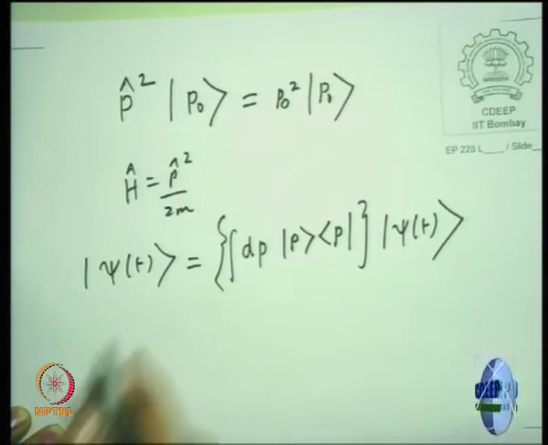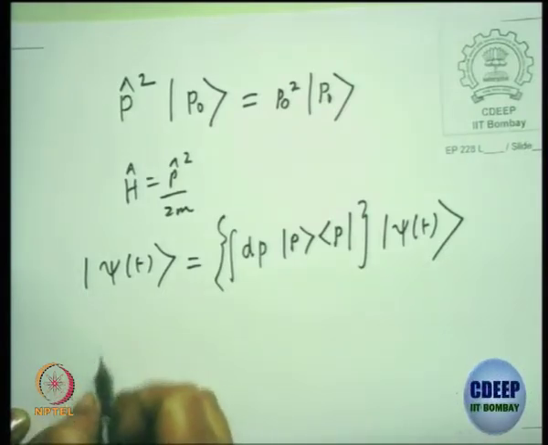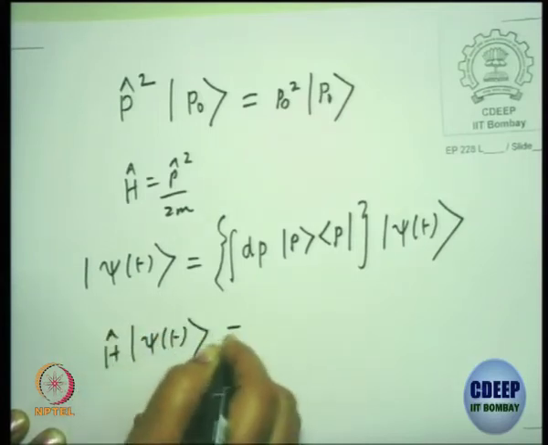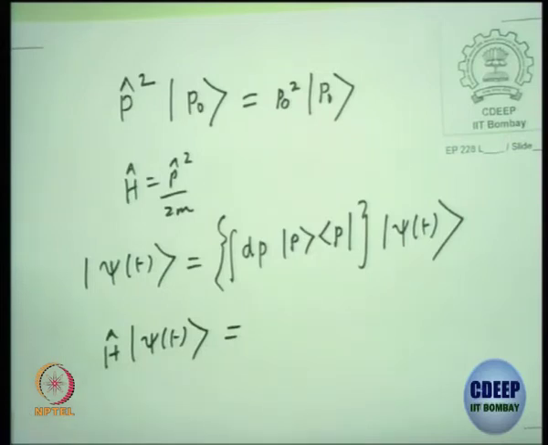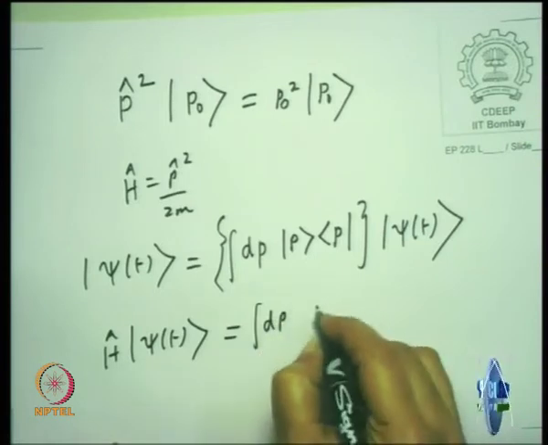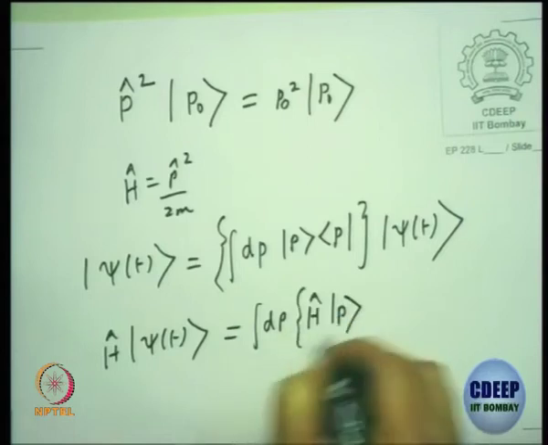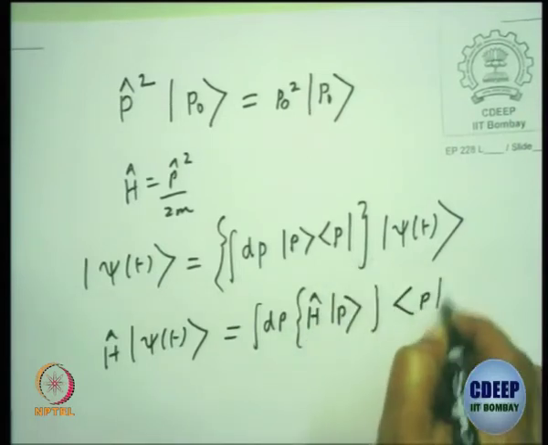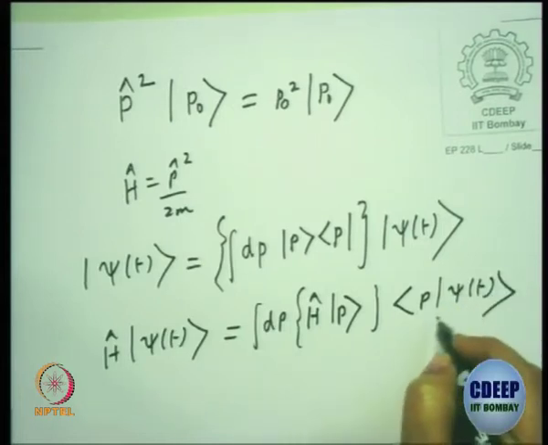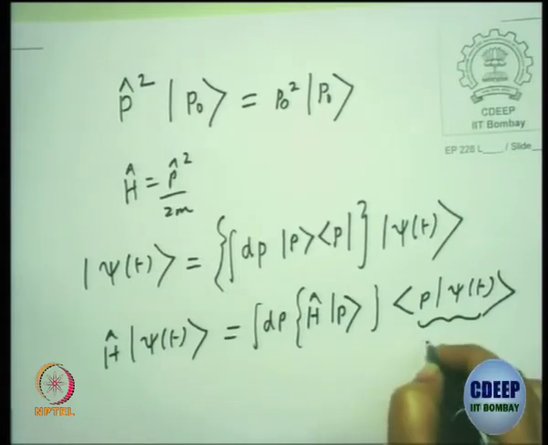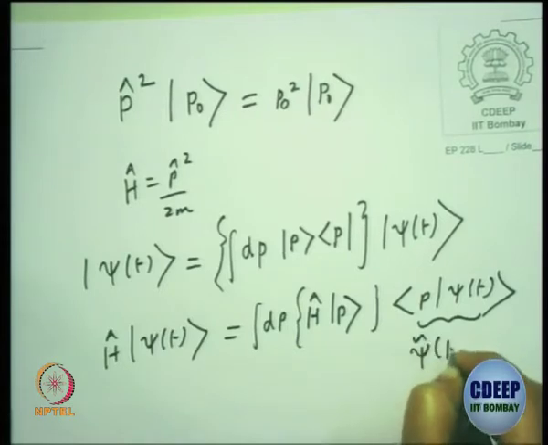Right? So that will give you the Hamiltonian when you operate H on psi of t. You can take the integral of dp outside. This will be H on p. And what will I call the inner product of p with psi of t? So this is a Fourier transform of your wave function, psi tilde of t. So we'll call this psi tilde of p, t.